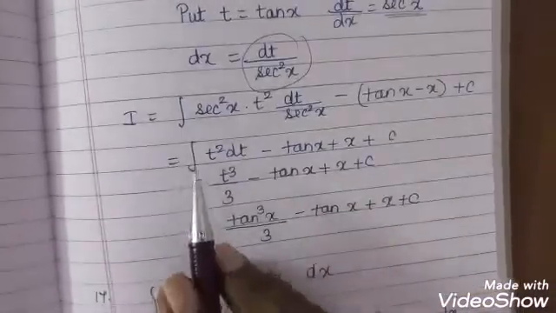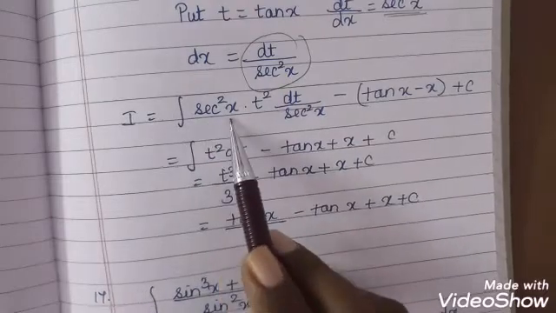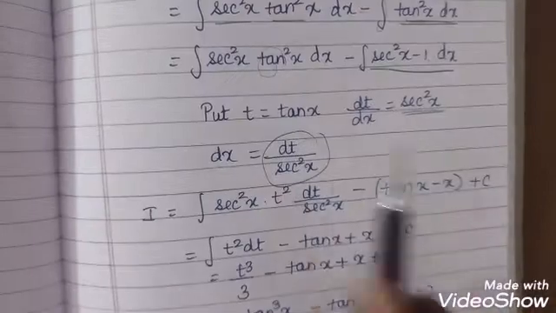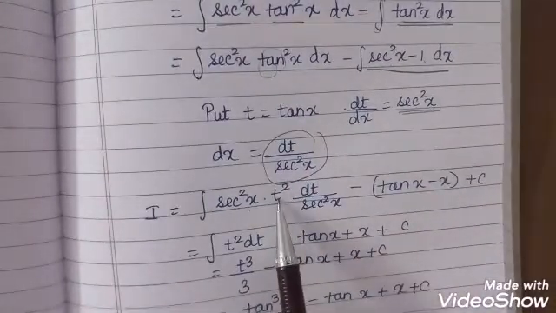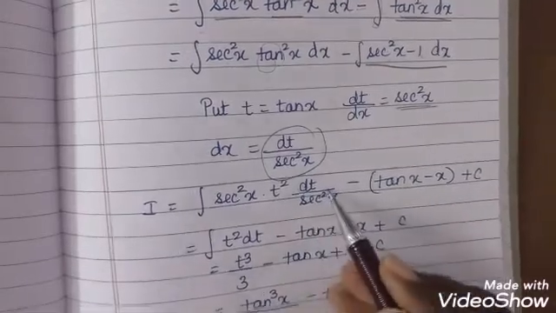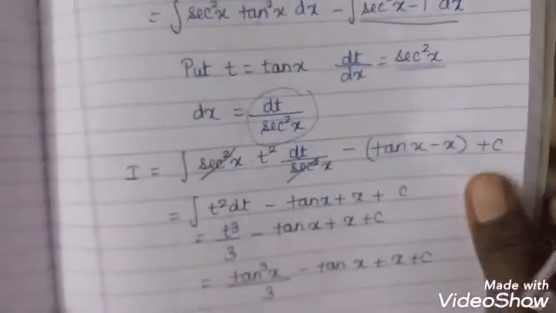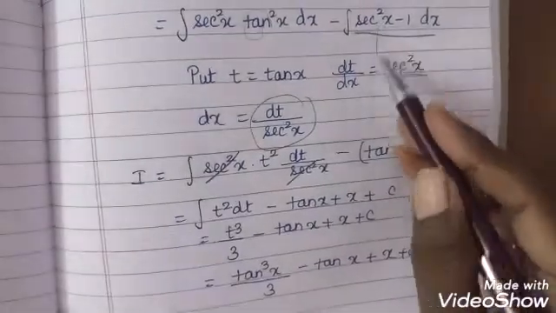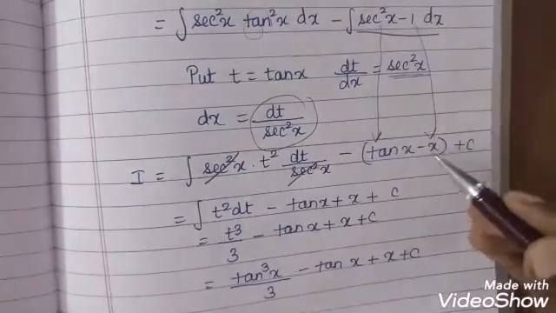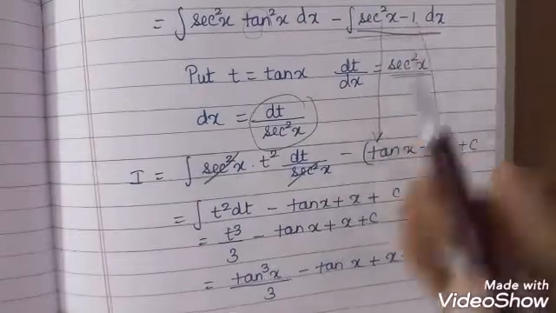So what is your I equal to? I is equal to the integral of secant squared x, where t is equal to tan x, so t squared into dt divided by secant squared x. Here again, if you see, it gets cancelled. As I told you earlier, the integration of secant squared x will give you tan x, and the integral of minus 1 will give you minus x. So minus of tan x minus x. The second part I have integrated.